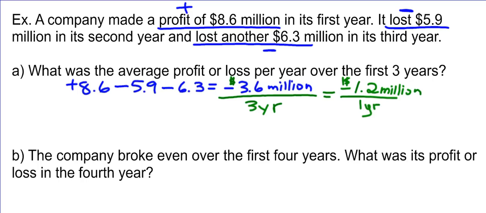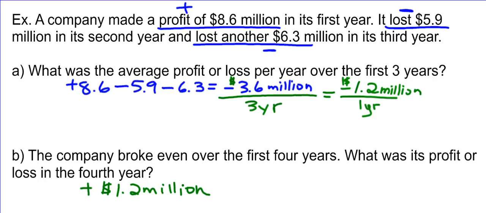So now, the second part of this question asks you, in 4 years, the company broke even. So what that means is they didn't make any money, but they also didn't lose any money. So they ended up at 0. So I want to know how much did they either make or how much did they lose in that 4th year to bring their total profit or loss to 0. So I want you to give that a try, pause the video, and then double check.